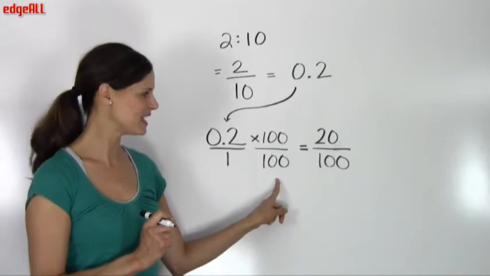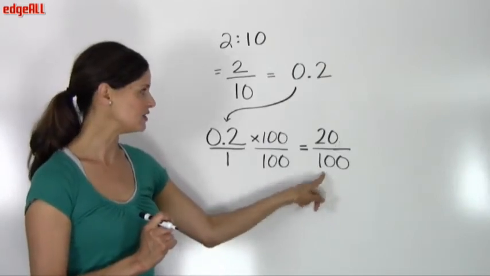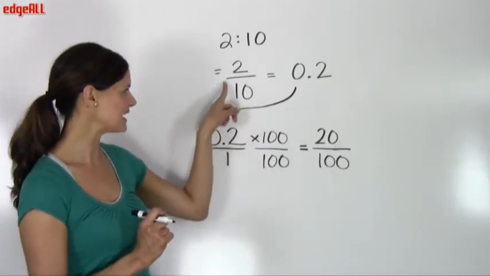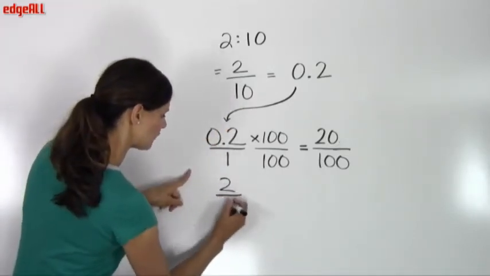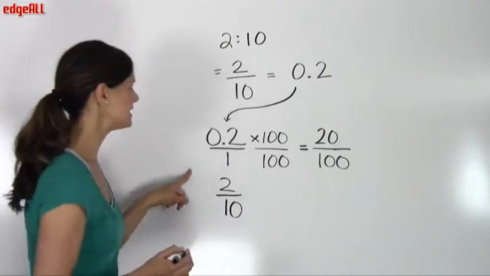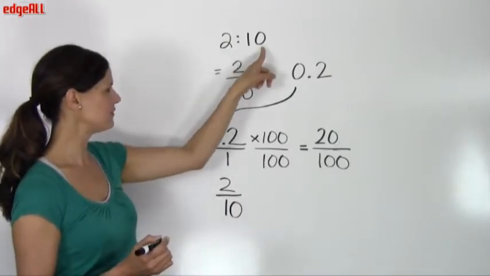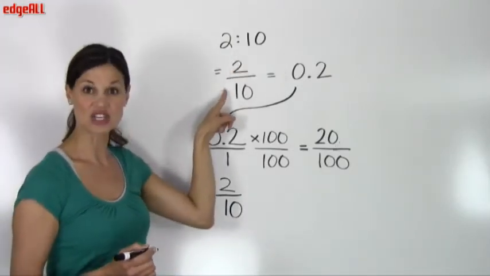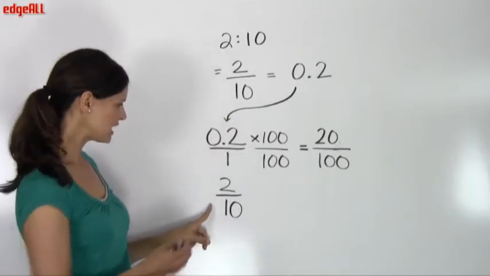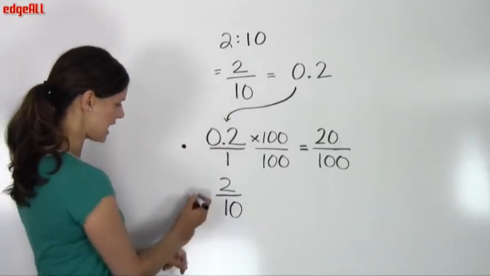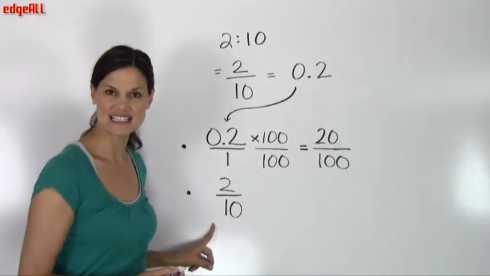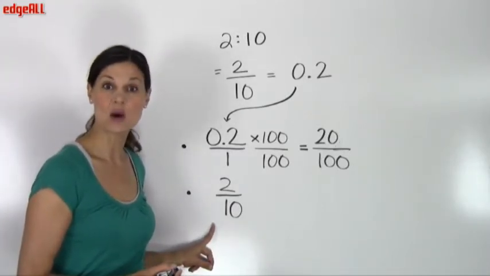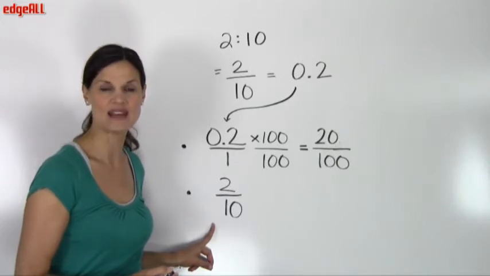Another way that I can look at this is I can come back to here where I had my 2 over 10. So I still have this ratio of 2 to 10, and I wrote it as the fraction 2 over 10. Now, looking at this fraction of 2 over 10, I could also ask myself, how could I convert this to a form that has a 100 in the denominator?